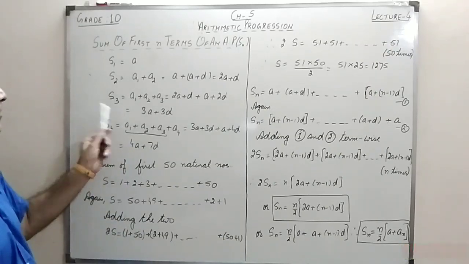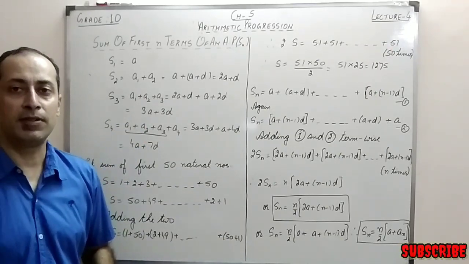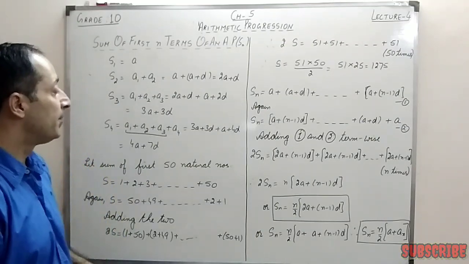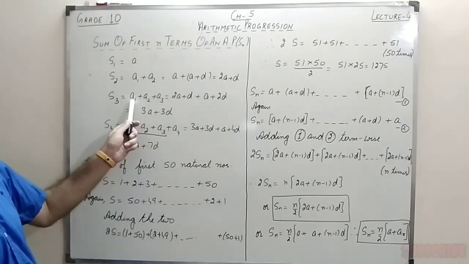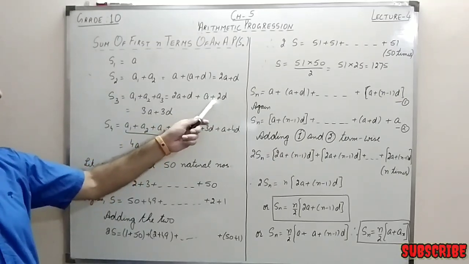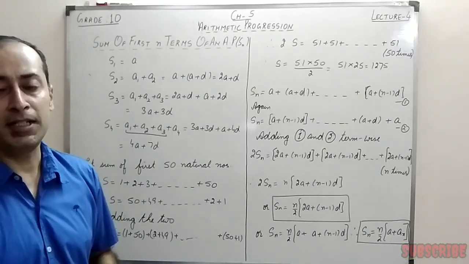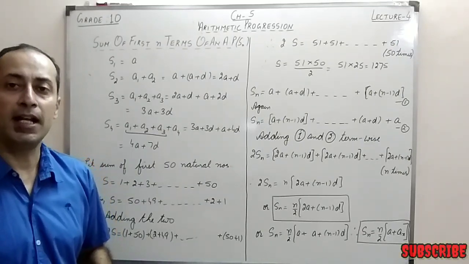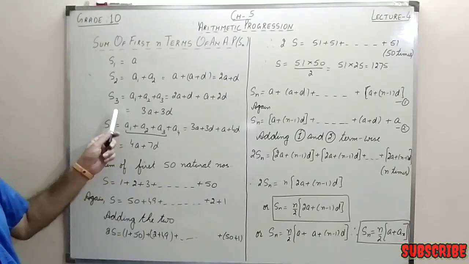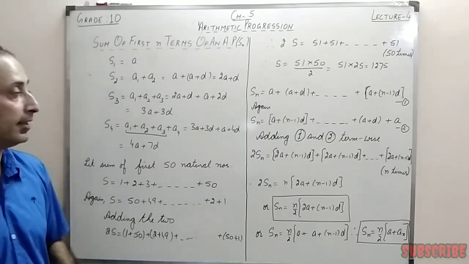Then if I go to S3, I write A1 plus A2 plus A3, because S3 is the sum of the first three terms of an AP. The sum of the first two terms is already 2A plus D, and I add A plus 2D, because A3 can be written as A plus 2D using the relation of the nth term. So S3 becomes 3A plus 3D.